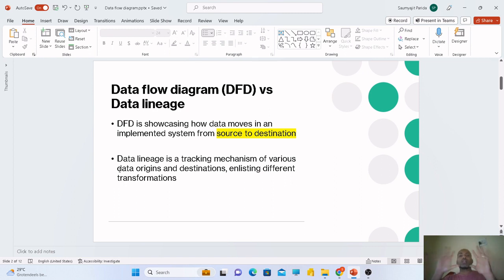Data lineage is a bigger thing, it's not the same as a data flow diagram, because a data flow diagram is with the implemented system. Data lineage can be with a non-implemented system also, like mapping it out on a notebook and showcasing before it is done. But that one has to understand.